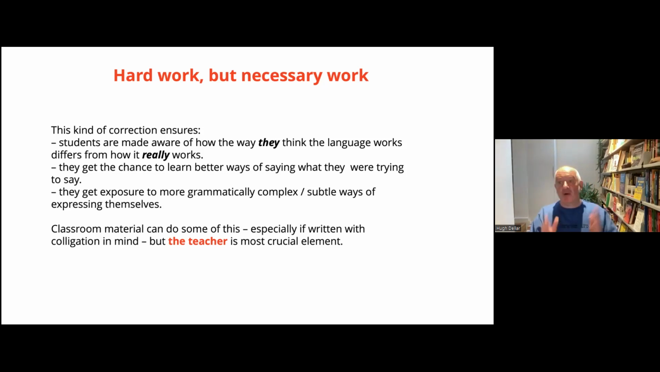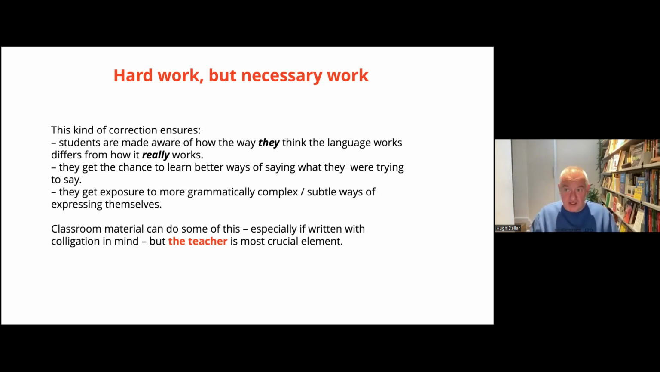And you're also, by giving the extra examples, giving them exposure to sometimes more grammatically complex or more subtle ways of expressing themselves. So the student who says, it is depend of my girlfriend, well, by learning, it depends what time she gets home. It depends whether she's going out. Yeah, it's a little bit more complicated than what you're saying. But as a teacher, I'm making it available to you to learn if you want to, if you're ready to.